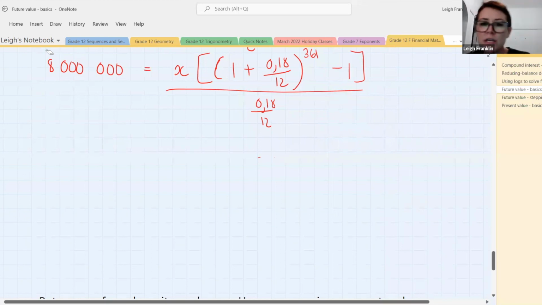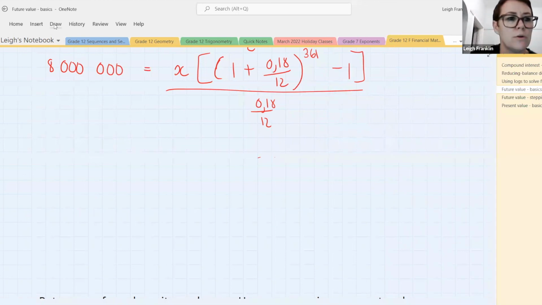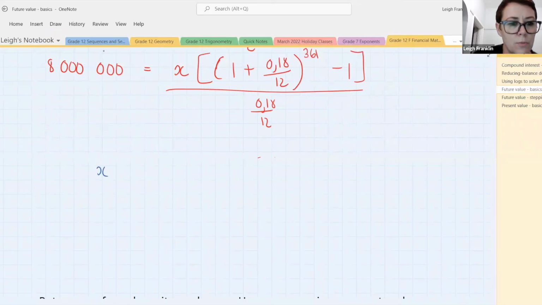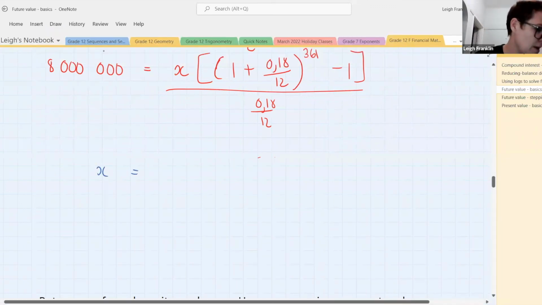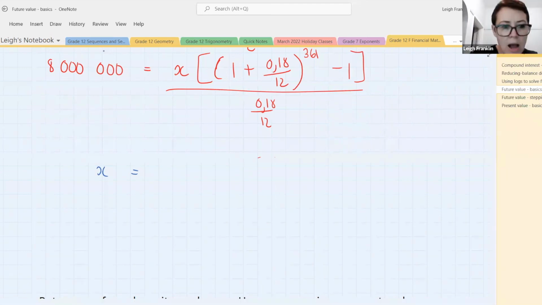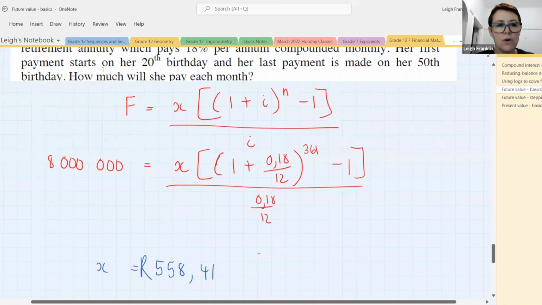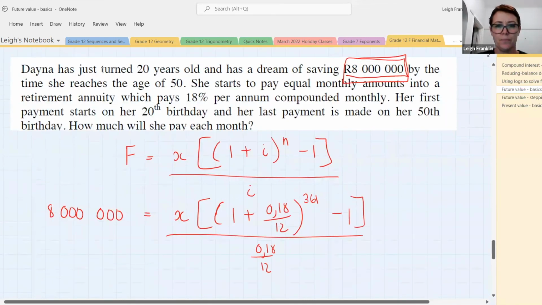So there are 30 years between your 50th and your 20th birthdays. Okay, so I am getting 558,41 as my answer. Sure. There you go. There's the question.